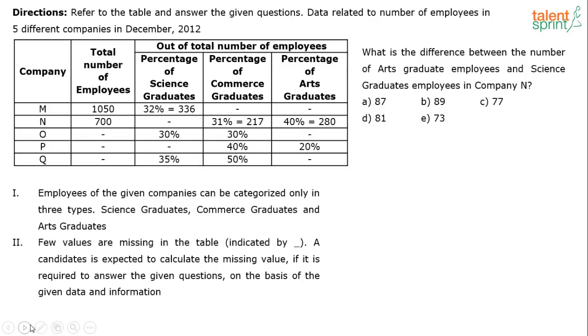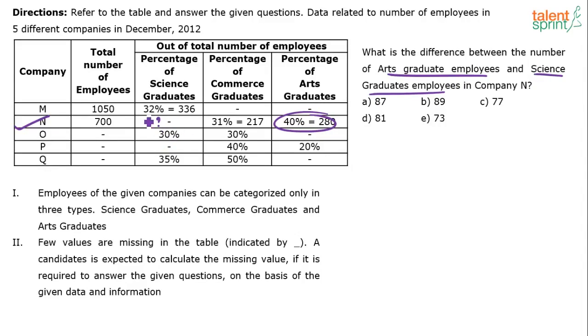Okay. Now, look at the first question here. What is the difference between the number of arts graduate employees and science graduate employees in company N? He's talking about company N. What difference do we have to find out? Arts graduate employees and science graduate employees. So arts graduate employees are 40%, 280. Science graduate employees, this has to be found.